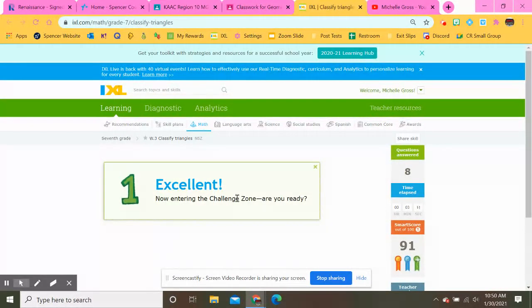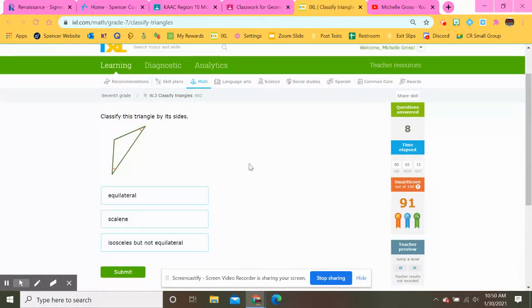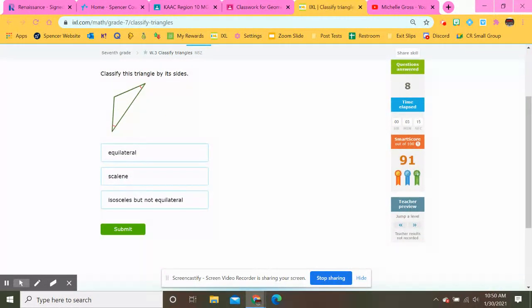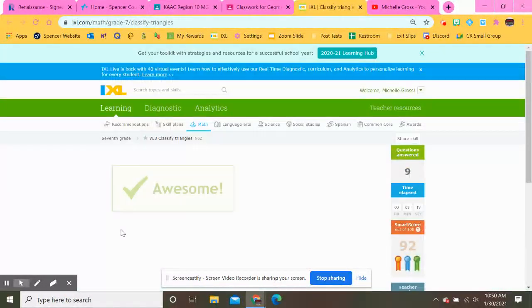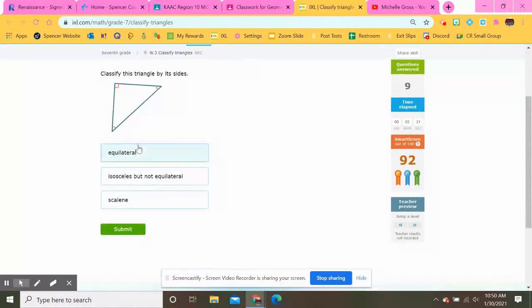And we're going to do one of these challenge ones. Do you see how this one and this one are the same, and then this one doesn't have any? So it would be isosceles as well. And then this one would also be isosceles.